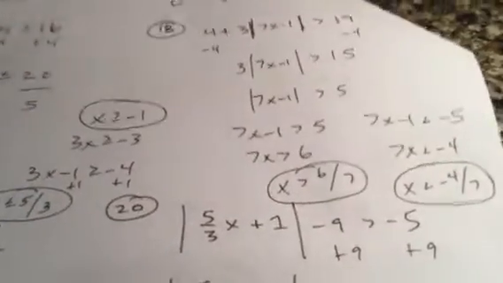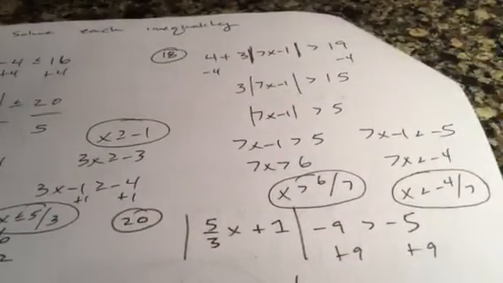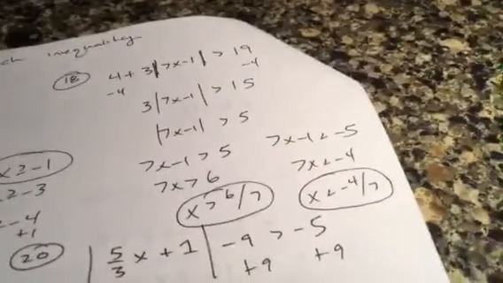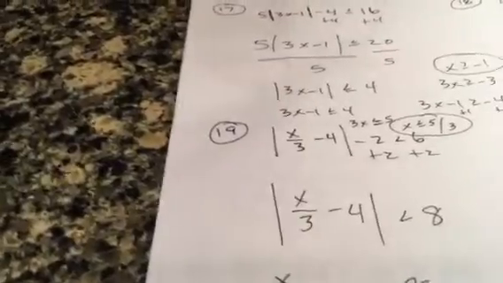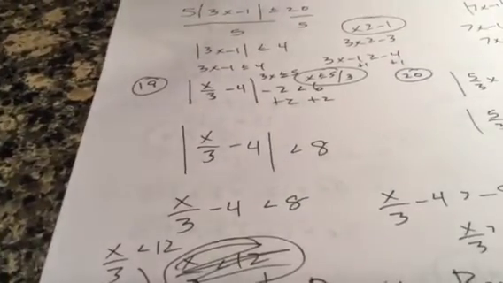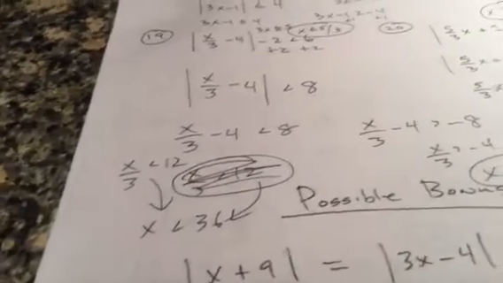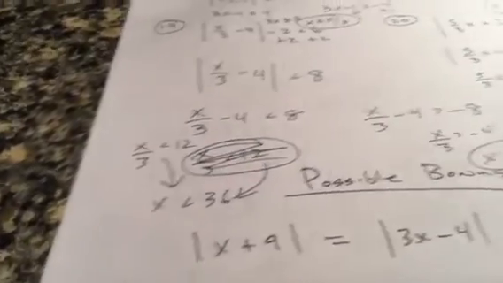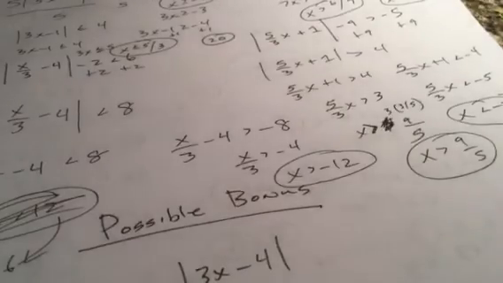18, subtract 4. Then you're going to divide by 3. 7x minus 1 greater than 5. 7x minus 1 less than -5. Then on 19, add 2. Then it's less than 8. It's greater than -8. So you're going to multiply by 3. So x is greater than, or less than 36. X is greater than -12.